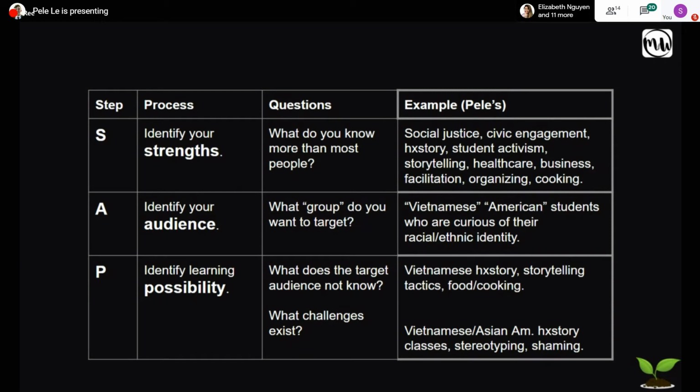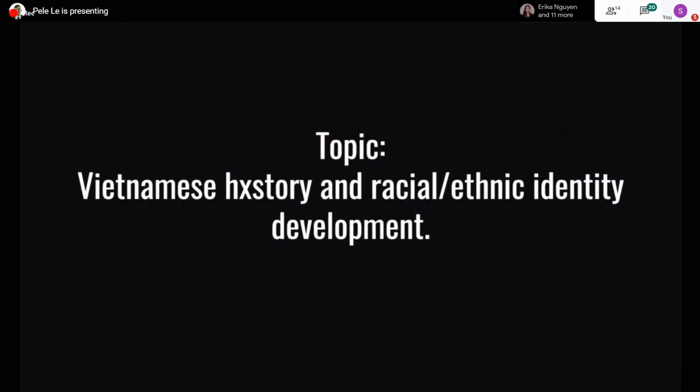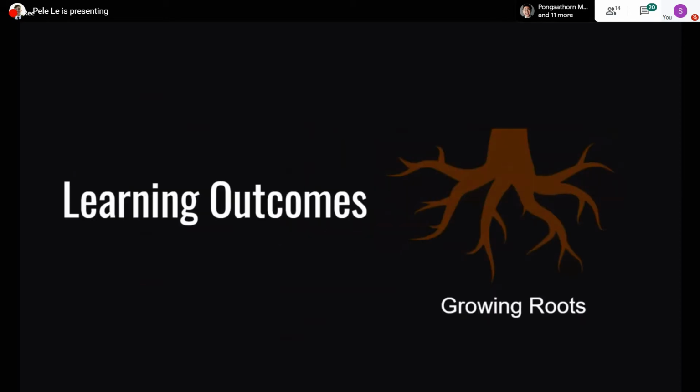Then going through that process, reflecting and distilling that into one main topic, I ended up with a topic that we're going to call Vietnamese history and racial ethnic identity development. We're going to try to remember that. If someone could type that into the notes so people can remember, because we're going to go back to this and create an actual workshop in a second. Before I jump into the next phase, which is growing our roots and really hashing out learning outcomes, does anyone have any questions?